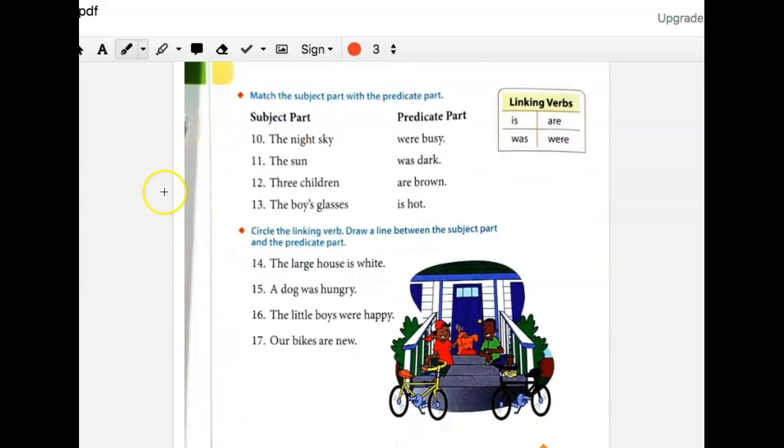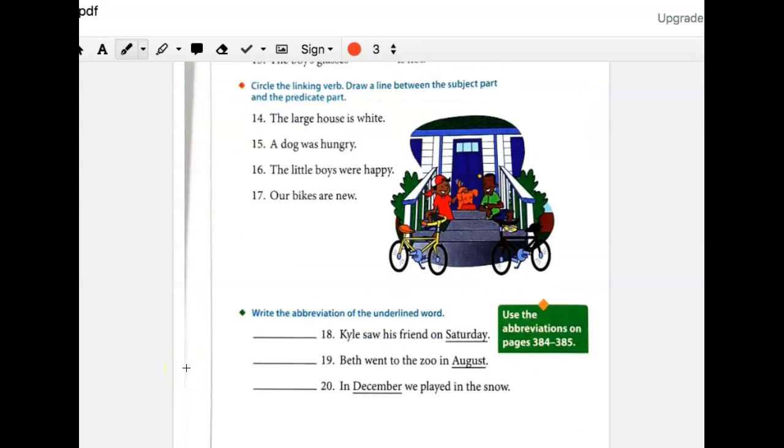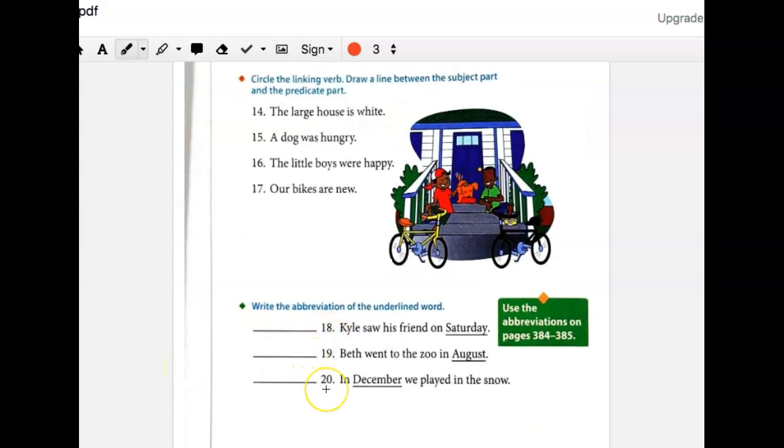The next page is much like the front page, but numbers 18 through 20, you're going to write the abbreviation for the underlined word. And you can look at the abbreviation chart attached to your email today.